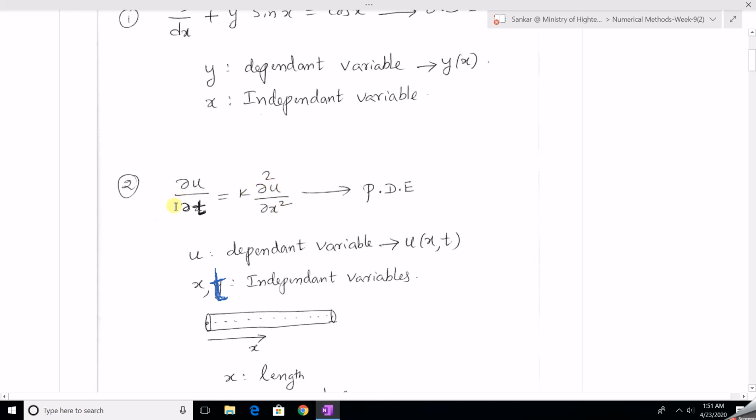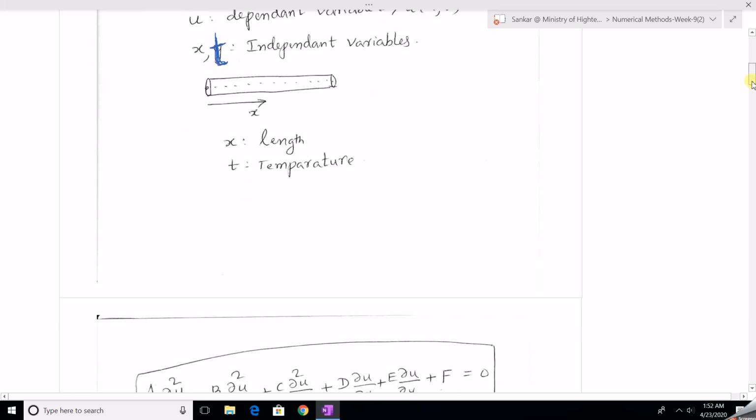In fact, this partial differential equation is an equation giving the heat distribution in a rod. Here x is the length of the rod and t is the time. t is the time variable and x is the length variable. And u is the temperature distribution in this rod at various points and at various times. So u depends on x and t. So this is an example of a partial differential equation.